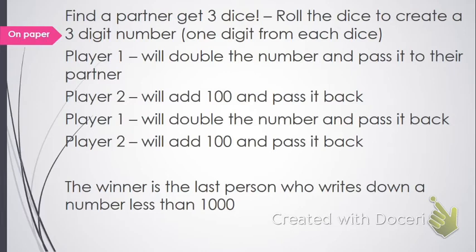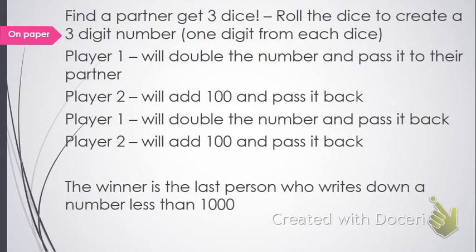Player 1, after you have your 3-digit number, you're going to take that number, whatever it is, and you're going to double it. So whatever you had on those dice, take it times 2. Then player 1, after you take it times 2, you're going to pass that to your partner. So that becomes your partner's starting number. Okay? So the other partner is not supposed to know what number you have? No, they have to know.